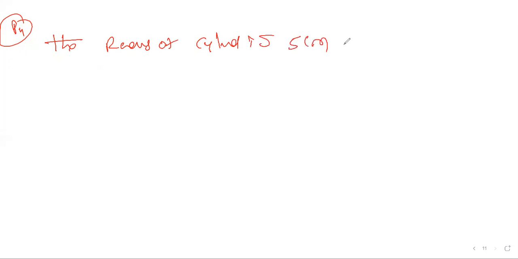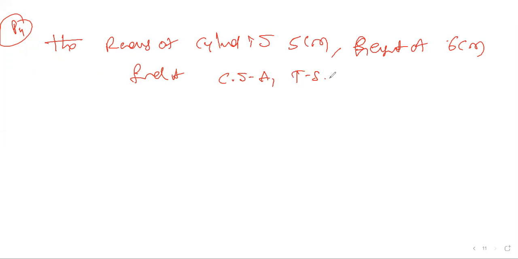Now let us take the same thing. The radius of the cylinder is 5 centimeter. Same. Then after that, radius is over, now you can take a slant length. It is not required here, only the height they mentioned. The height of the cylinder is 6 centimeter. Find its CSA, TSA and volume.